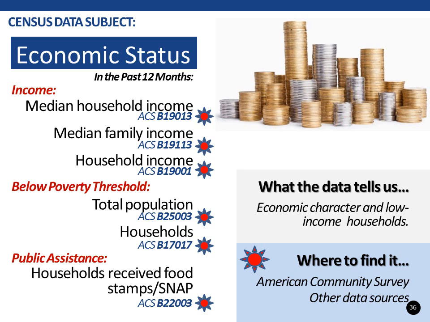ACS data on households receiving SNAP assistance is another indicator of low-income households, but keep in mind that not all low-income households qualify for these benefits. U.S. Housing and Urban Development data on public housing and low-rent apartment locations and USDA SNAP retailer locations are other good resources for identifying low-income neighborhoods.